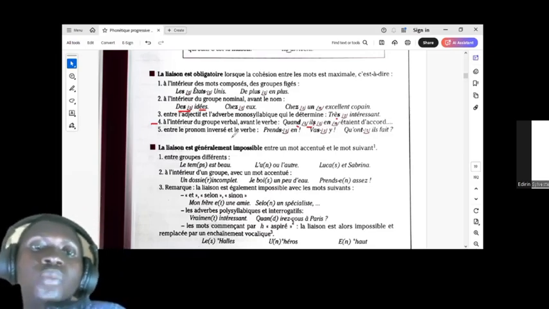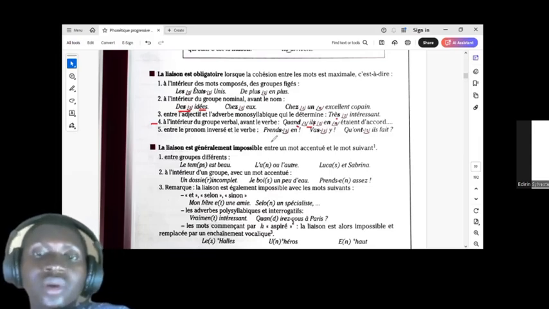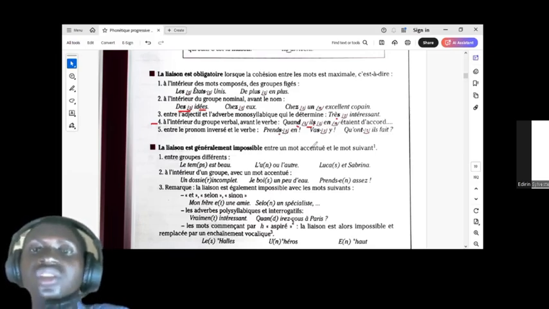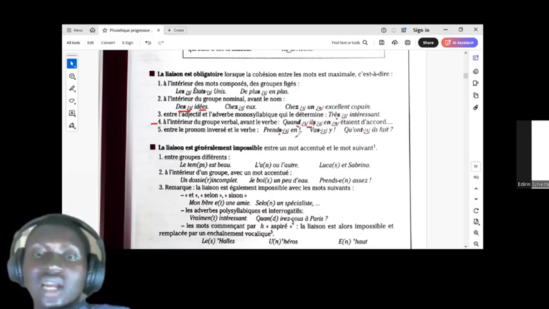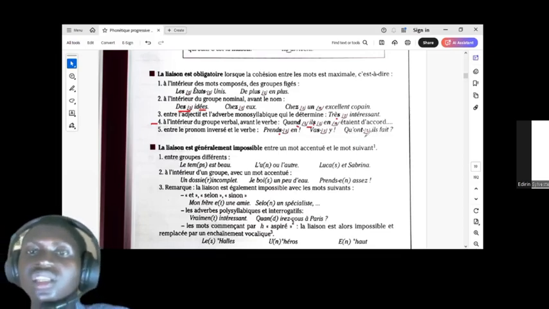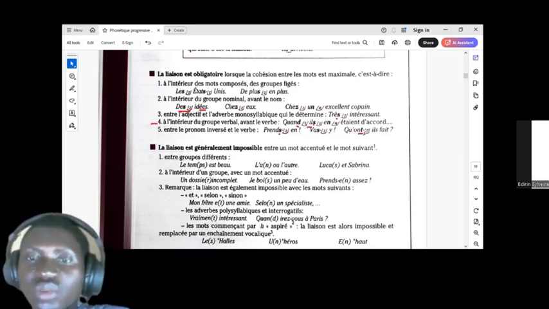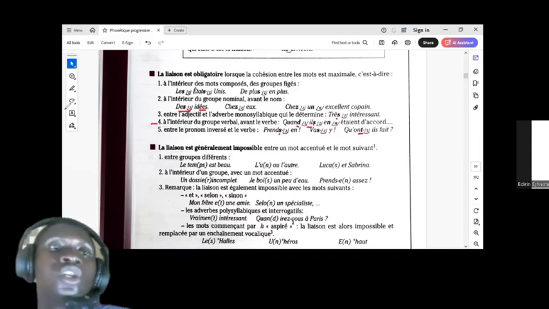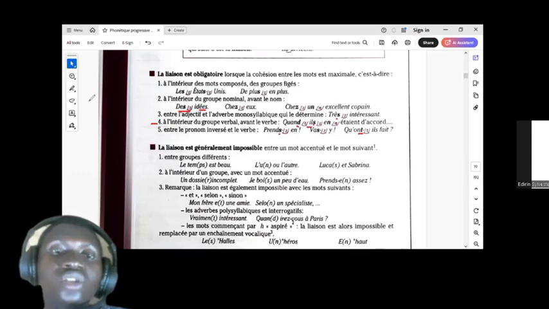We have ont, le pronom inversé et le verbe. Prends-y. The S here is not pronounced because of this EN. Prends-en rather. Then we have vas-y. S pronounced because of this Y. We have quand-il, the T here is not supposed to be pronounced, but it is. Quand-il fait. So these are called liaison obligatoire.